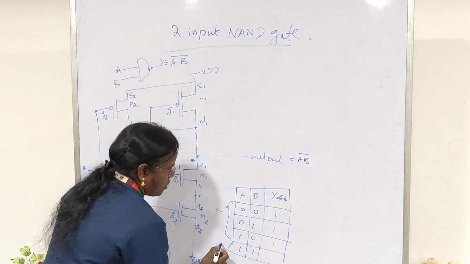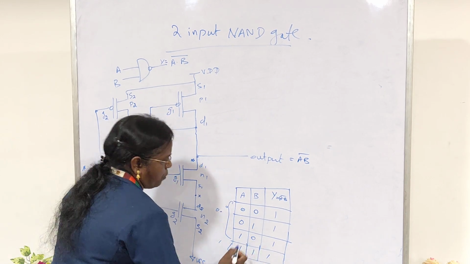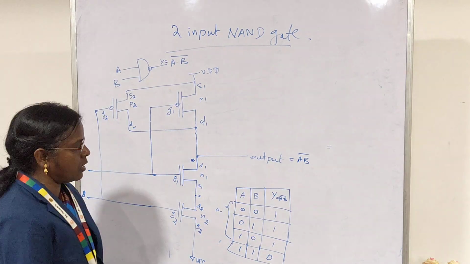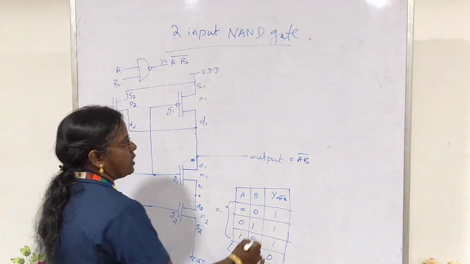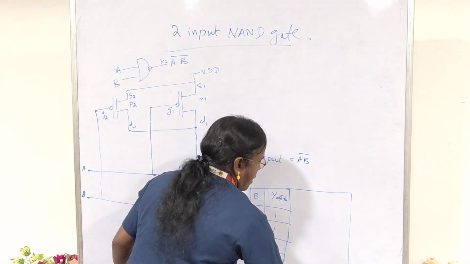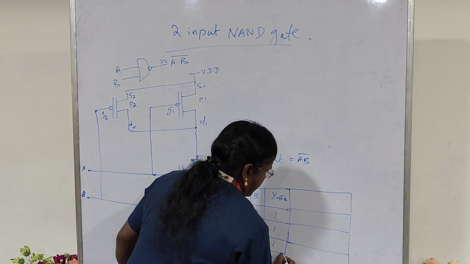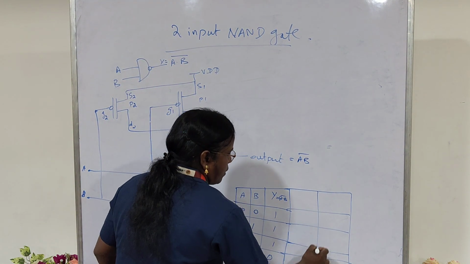If all the inputs are 1, the output will be 0 for the NAND operation. How can it be achieved with reference to the status of the pull up and pull down networks? Okay, we can consider the status of the pull up and the pull down network also.